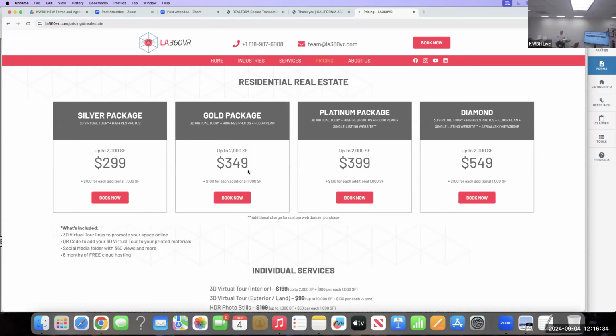Right? Then you've got to realize you're dealing with an unrealistic seller. There's nothing worse than an overpriced listing. One of the few reasons to take an overpriced listing is because it's in your territory. You don't want another agent to get it.